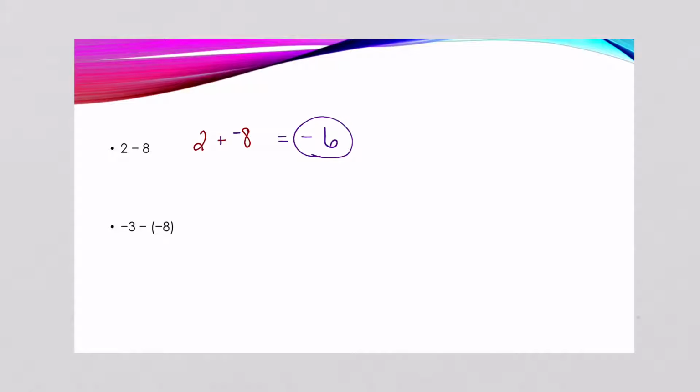Okay, on the next one, we've got a double negative here. You always need to change those. So this turns into negative 3 plus 8. Signs are different. Subtract the smaller number from the larger. Keep the sign of the larger number.